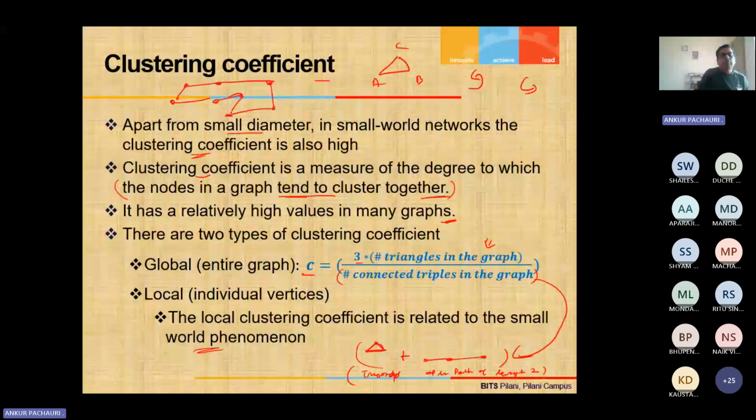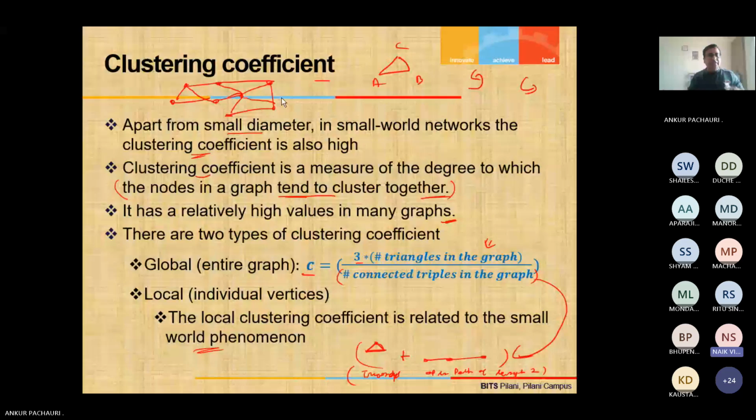Initially, my graph was something like this. There is no triangle. If the number of triangles increases, now we have 1 triangle, 2 triangles, 3 triangles, 4 triangles. What has happened to the graph? The nodes of the graph are connecting more together. More nodes will be connected to each other and the graph will become dense.